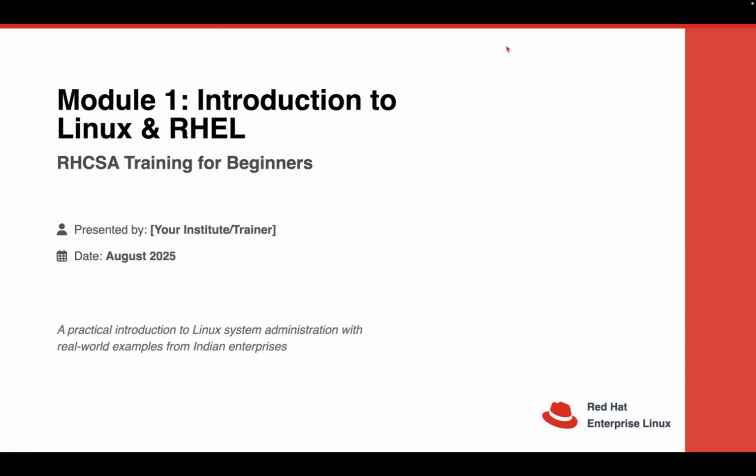So today, remember these three key points. Linux is a free and open source operating system. RHEL is the enterprise version from Red Hat who built it. RHCSA training will make you job ready for Linux administration.